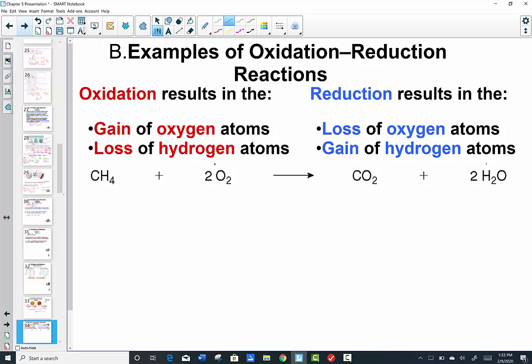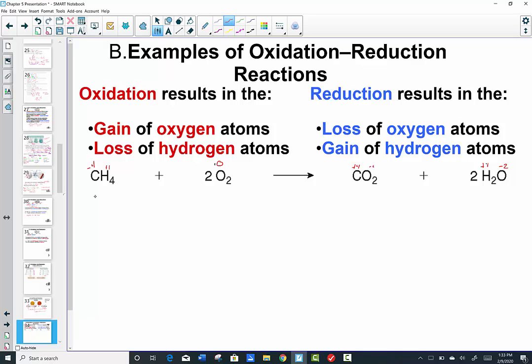Oxidation results in the gain of oxygen and the loss of hydrogen, and reduction is the loss of oxygen and the gain of hydrogen. That's a classic example of an organic chemistry model. Let's see what's changed charge here. Here I have oxygen in the elemental form as a 0, and now over here I can see it's combined as a -2 in the water. Hydrogen stayed the same. Carbon had to be a -4, and it went to a +4.